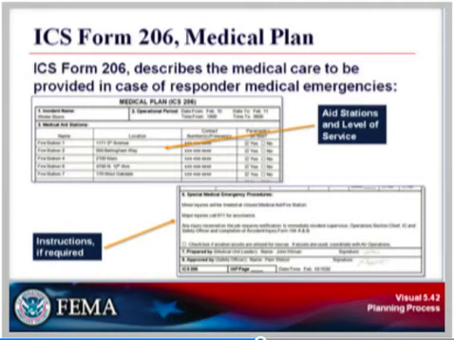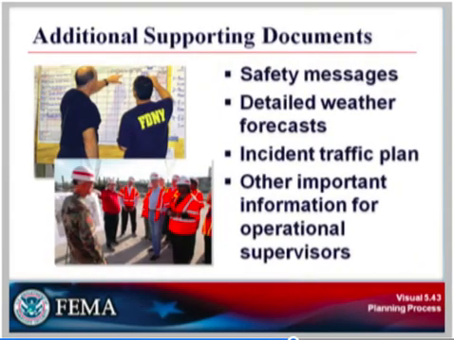The Medical Plan, or ICS Form 206, presents the plan for providing care in the case of a responder medical emergency. Additional supporting documents may include the following: a safety message, detailed weather forecasts, incident traffic plans that show the ingress and egress routes for resources, and other important information for operational supervisors.